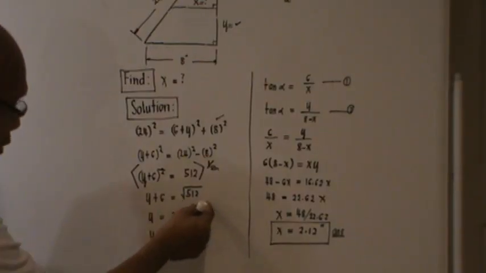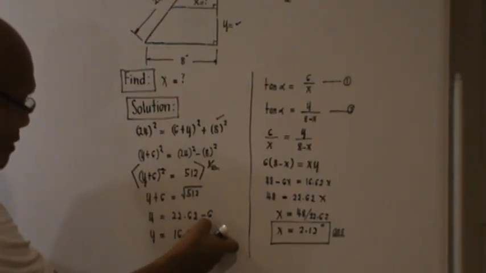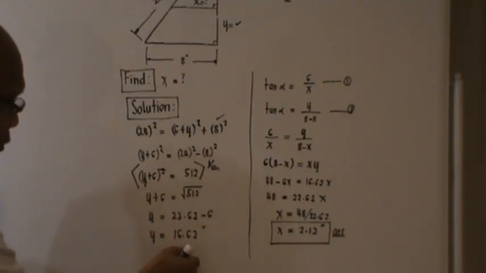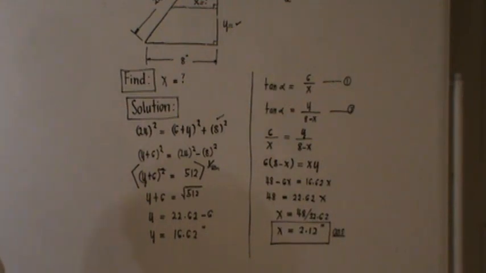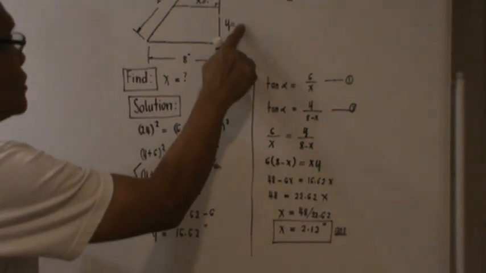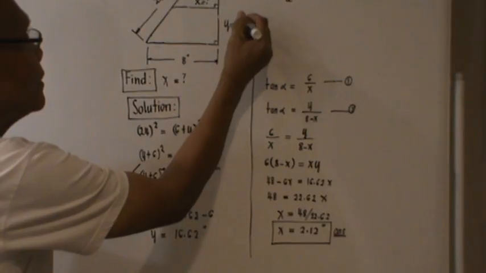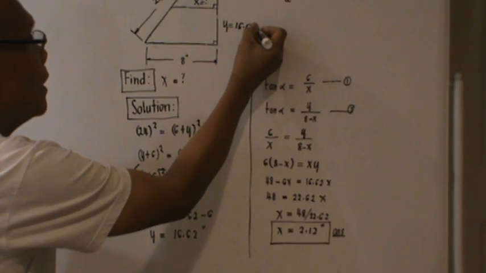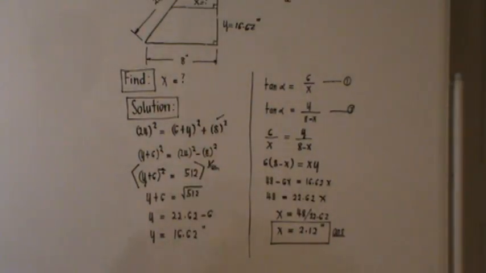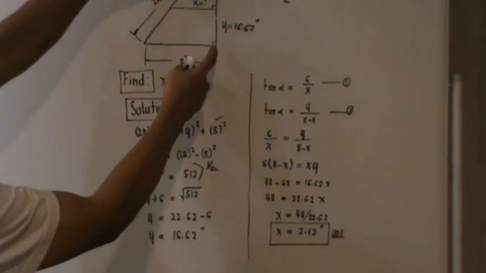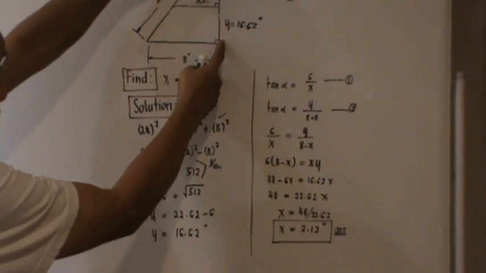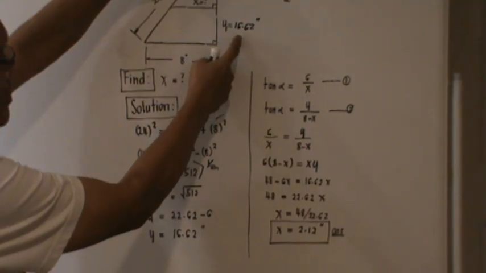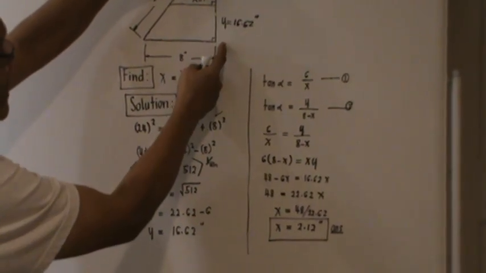We transpose this 6 to the right. This is minus 6. So 22.62 minus 6, that will be 16.62. So the value of y here is 16.62 inches. So the overall vertical height of the original right triangle is 22.62, that is 16.62 plus 6, the overall height.